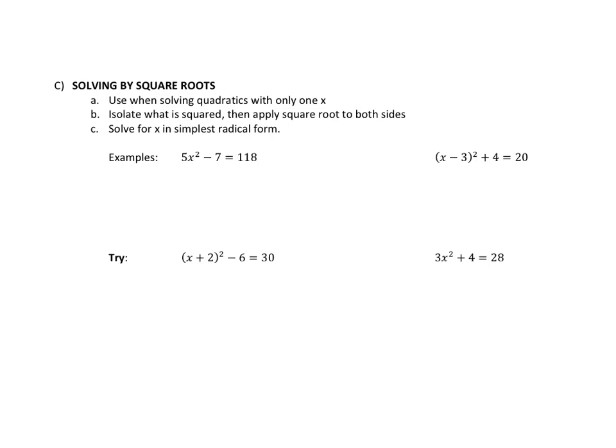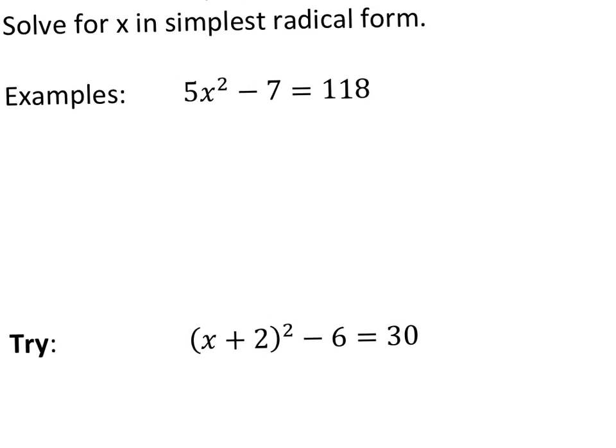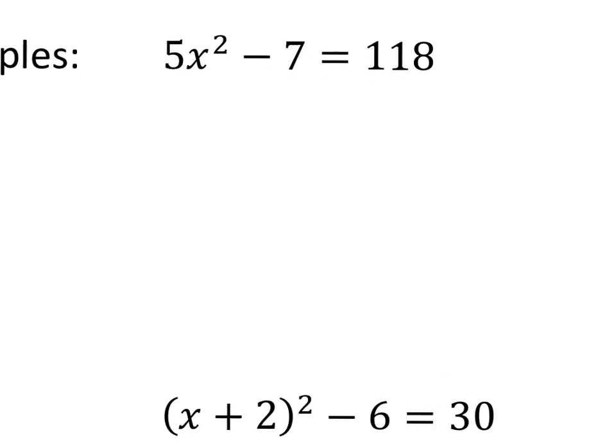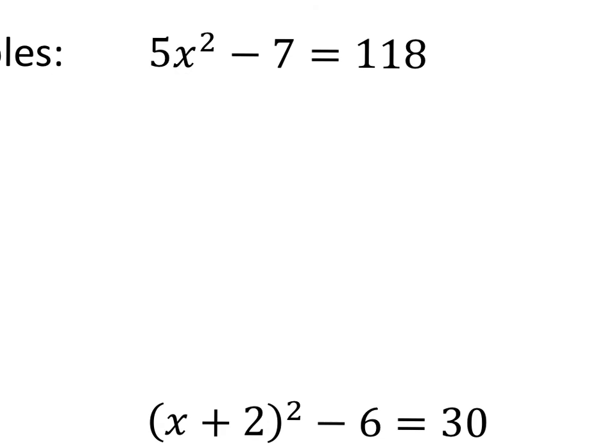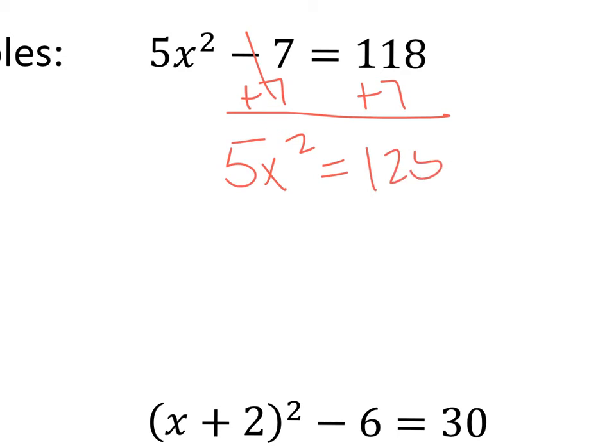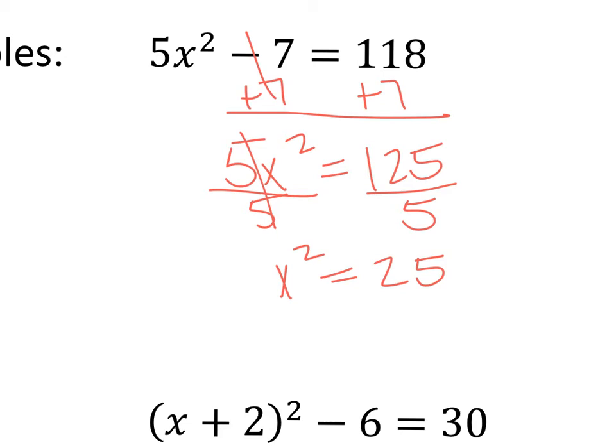The nice thing about solving by square roots is you can solve the problem just like a regular equation. So I can add the 7 over, and I get 5x squared equals 125. And then I can divide the 5 over, just like you're solving a regular equation. X squared equals 25. But here's where it changes a little bit.